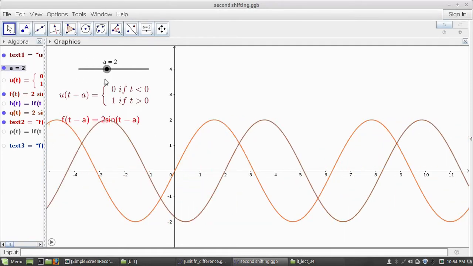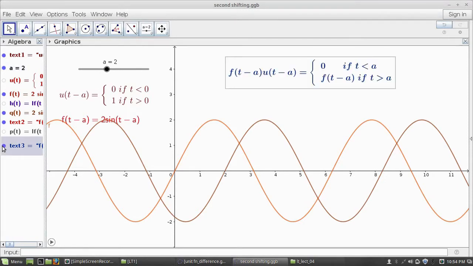Next we are applying the second shifting theorem. Then what is f(t - a) u(t - a)? The f(t - a) u(t - a) will be 0 if t less than a and f(t - a) if t greater than a. That means this product f(t - a) u(t - a) switches off the portion of the graph below t = a, and after that it has the value f(t - a).